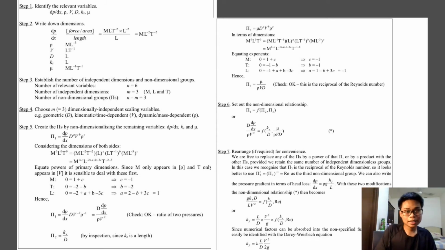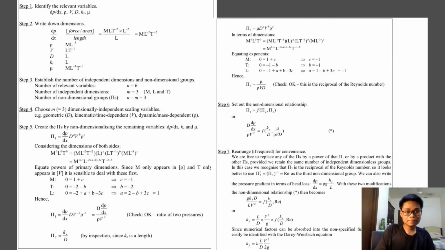Step 2 is to write down the dimensions. For dP/dx, we have force divided by area over length. Dimensions are in terms of M, L, T, where M is mass, L is length, and T is time, so we have kilogram, meter, and second. For dP/dx, we have M L^-2 T^-2. For rho, we have M L^-3. For V, we have L T^-1. For D, we have L. For k, we also have L. And for mu, we have M L^-1 T^-1.